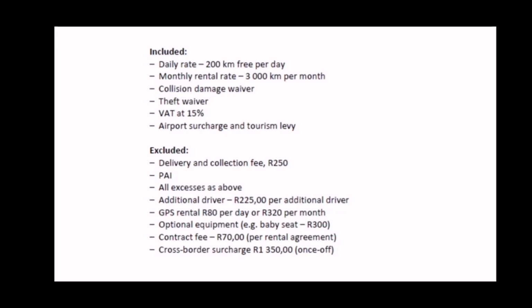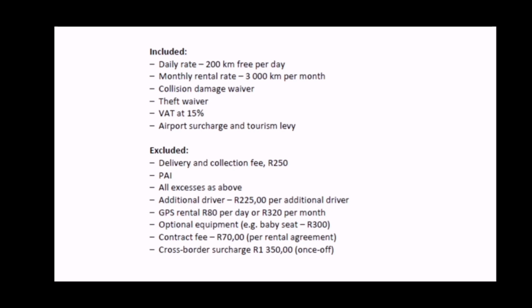Monthly rental rate has 3,000 kilometers per month. They included collision damage waiver, theft loss waiver, 15% VAT, airport surcharge, and tourism levy. What is excluded is the delivery and collection fee. Already when we read our scenario, we saw that we are not going to be charging delivery or collection fee. Personal accidental insurance is not included, but they did not give us how much to charge for it. All excesses as above. So all the excesses that were shown in the table before are not included. So you will have to pay 10,000 rand should something happen.